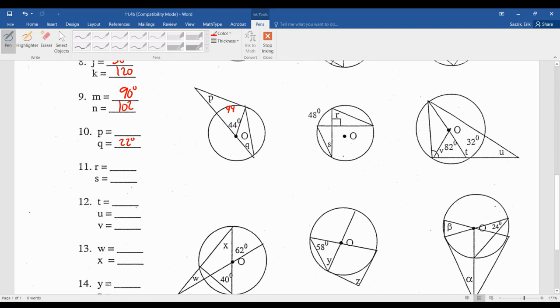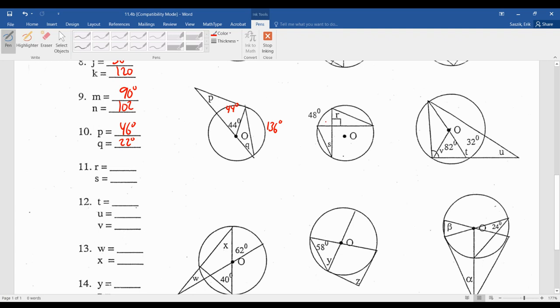Let's see, what can we do here? Remember, this thing's going through the center, so that's a diameter. So if that's 44, this is 136. And this angle on the outside is half of this difference. So 136 minus 44, what's that going to be? 92. P is going to be half that. Okay, these definitely get a little harder here for sure.